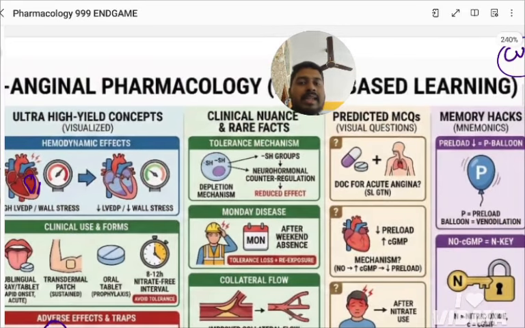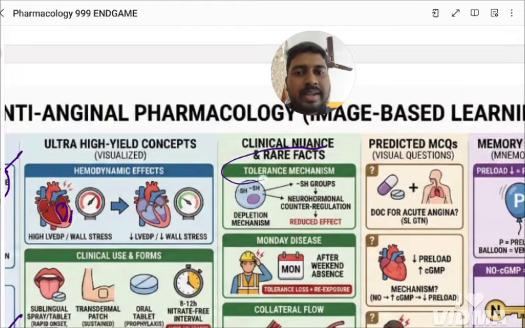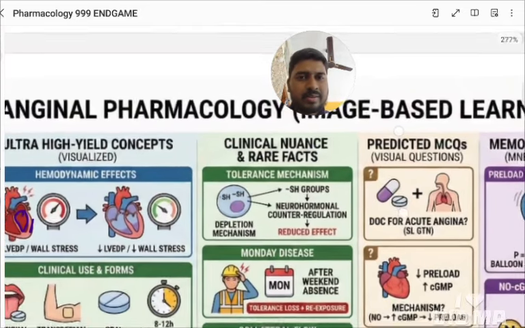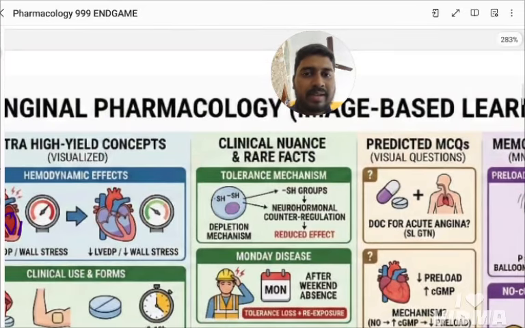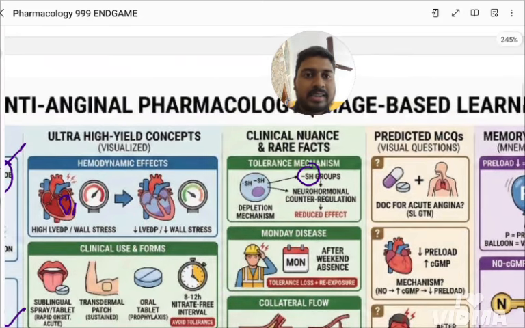Okay, now what are the other effects that you will see? These are basically the tolerance mechanisms for nitrates. What are the two mechanisms through which tolerance develops? One is that there are some sulfur groups, SH groups inside the cells, which get depleted with repeated nitric oxide generation. So no SH groups are present for nitric oxide generation, and hence the drug can't act. So tolerance develops, and you need higher doses.